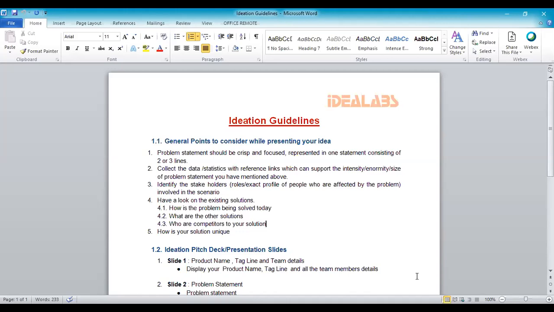I hope I'm okay with these three points. This is essentially trying to define the problem statement so that people are very clear what you're trying to solve, what is the actual pain point that you're trying to solve.